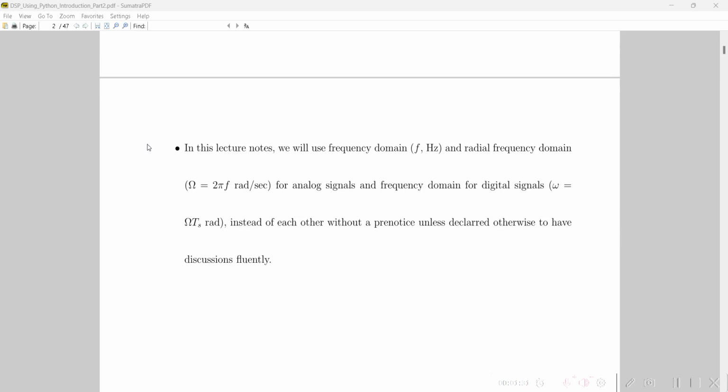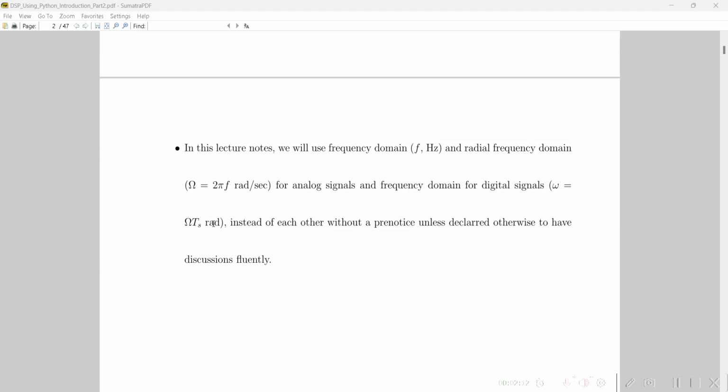In these lecture notes, we will use frequency domain F with dimension hertz and radial frequency domain, that's radian per second, 2 times pi times F frequency. We use capital omega for analog signals and small omega for digital signals. That's omega equals capital omega times Ts, sampling time, and the dimension is radian.